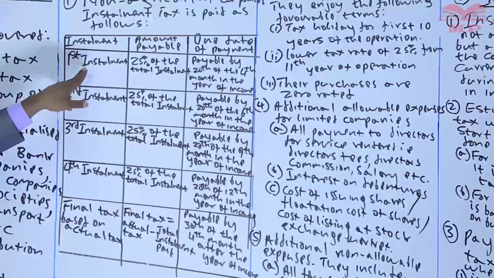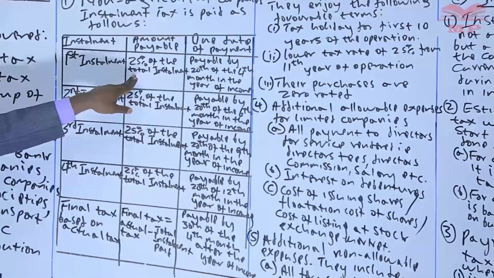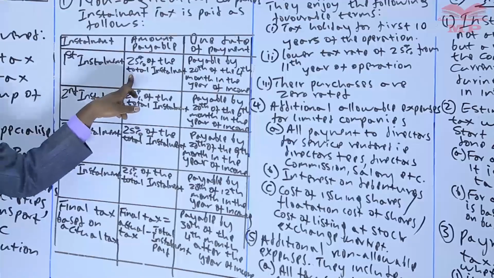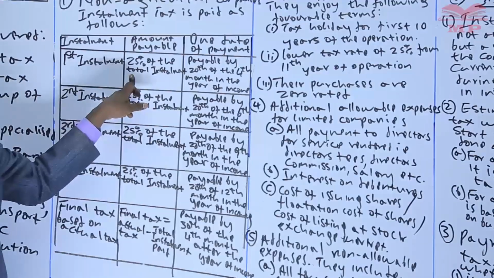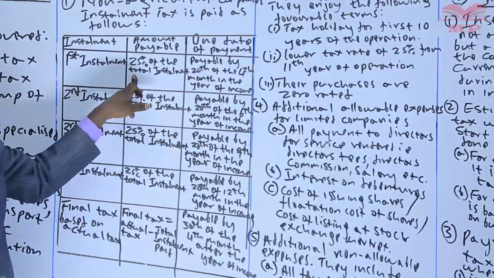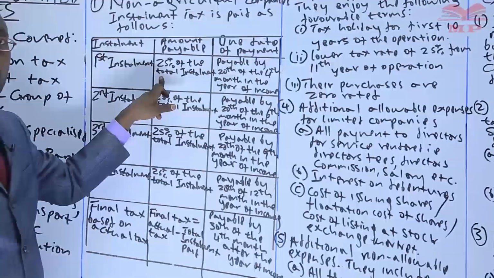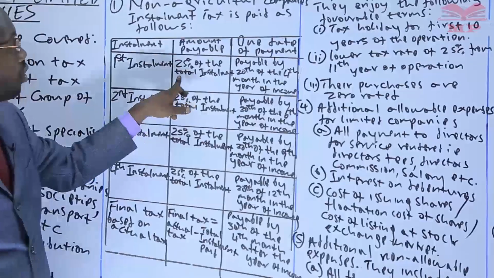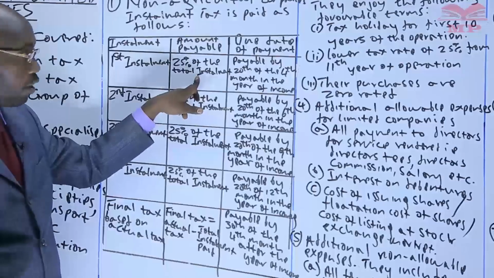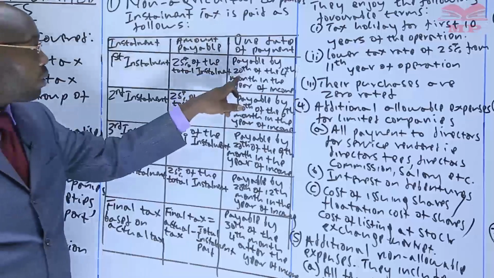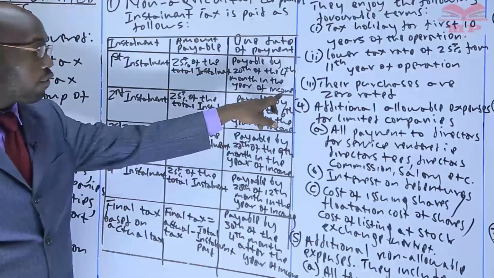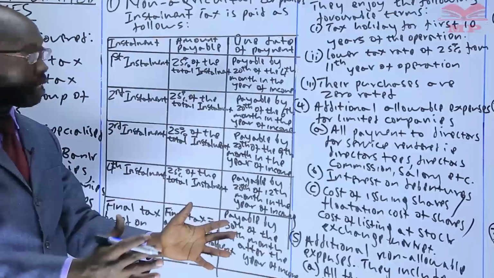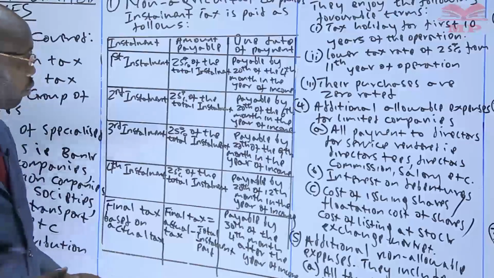And we have the first installment, where we take 25% of the total installment. For example, as I had mentioned, we estimated that the installment is supposed to be 11 million, based on 110% of the previous tax of 10 million. So 110% of 10 million is 11 million. So you take 25% of 11 million, and then you pay by 20th of the 4th month in the year of income. So if it is the year 2021, you pay by 20th of April 2021.